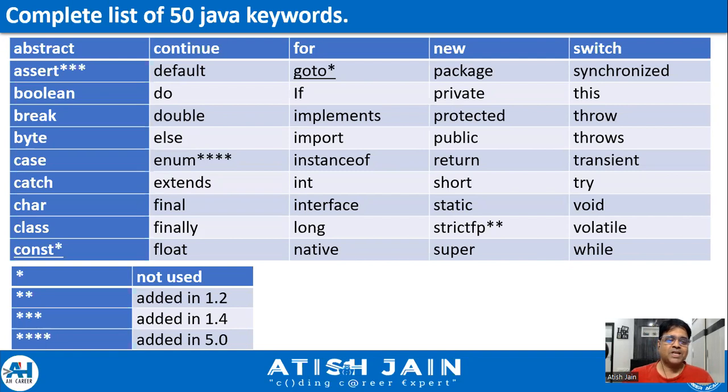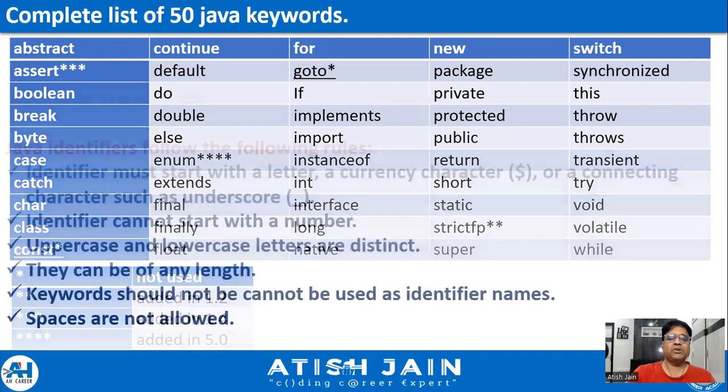And I have given 1 star, 2 stars, 3 stars, and 4 stars to indicate in which version those keywords were added. Is it clear? So what does 1 star mean? That is goto, you can see. It is not used actually. They have introduced it, but they recommend not to use it. 2 stars means added in 1.2, 3 stars means added in 1.4, 4 stars means added in 5.0. You can just have a look.